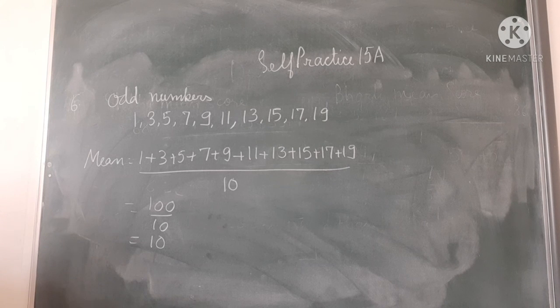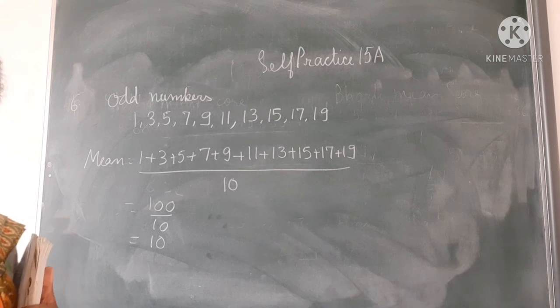Okay. So the mean of the first 10 odd natural numbers is 10. So what will be the mean here? 10.